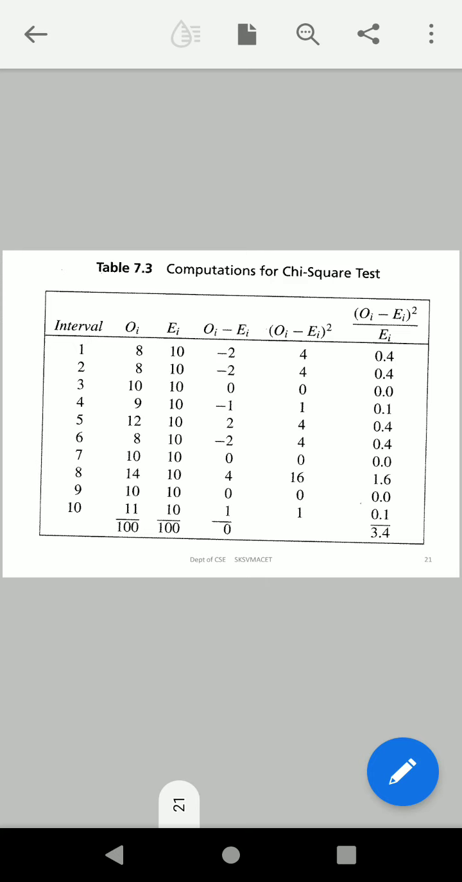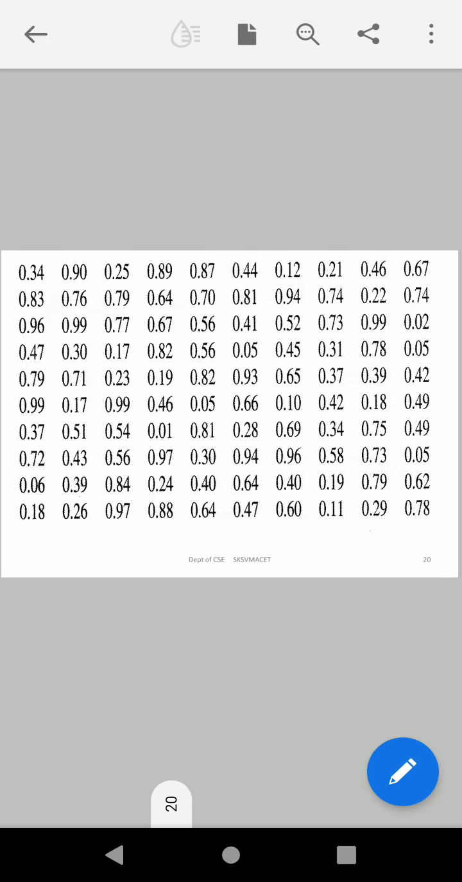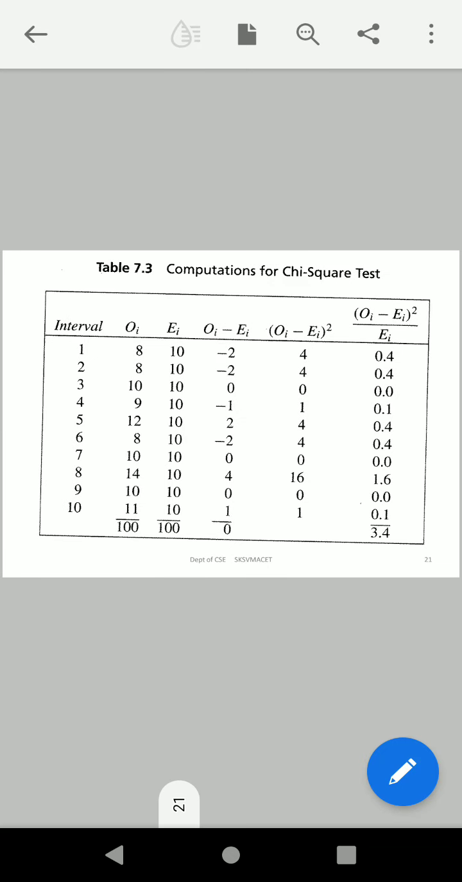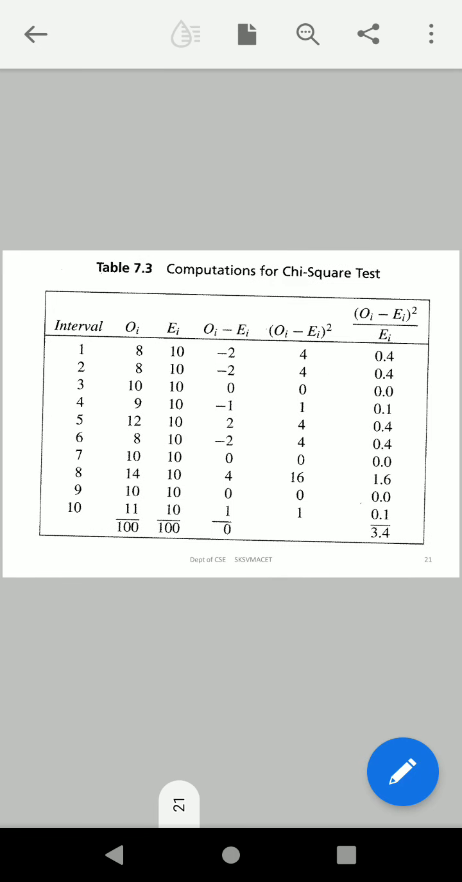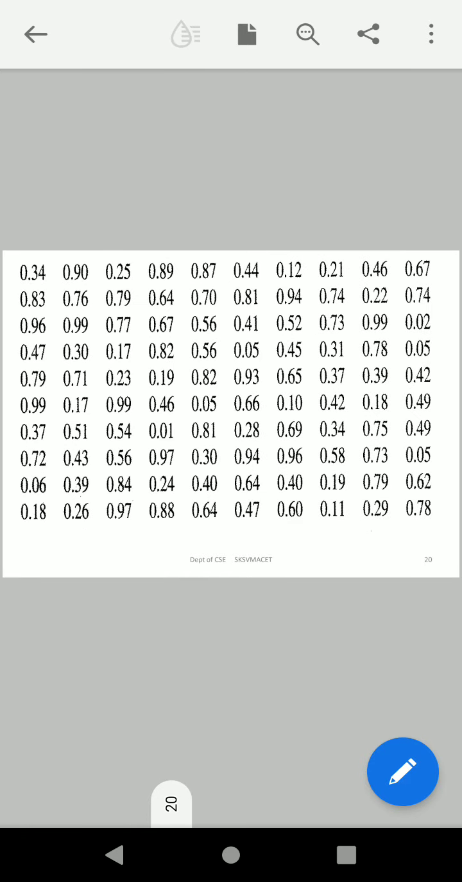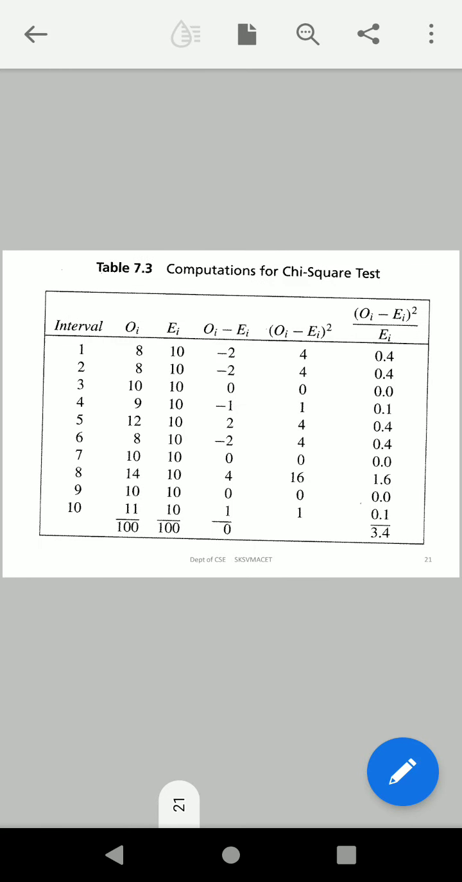Now O_i, the second column. How are these values calculated? Out of these 100 numbers, how many fall in the range 0.0 to 0.1? You will get 8 numbers. How many fall in the range 0.1 to 0.2? That is 8. How many fall in the range 0.2 to 0.3? That is 10. It continues like that. If you add all these numbers, you will get 100. If you get less than 100, you have made a mistake in the counting.